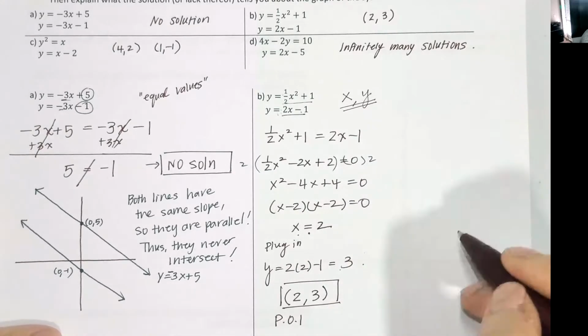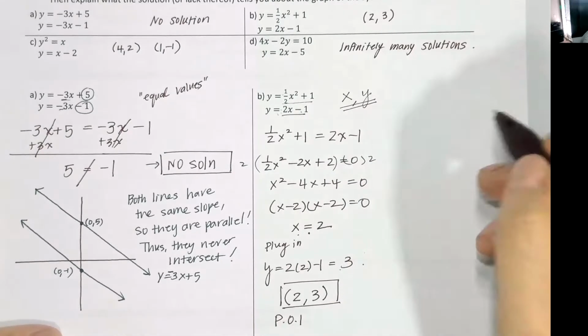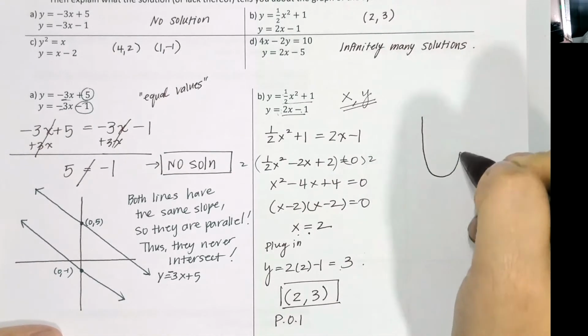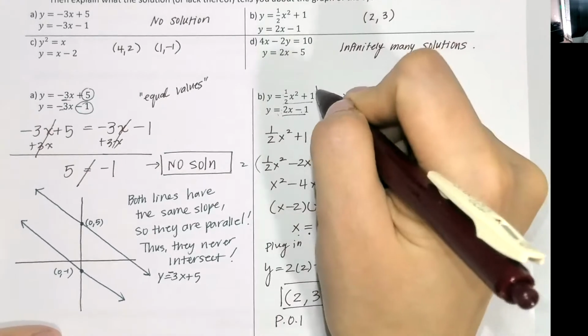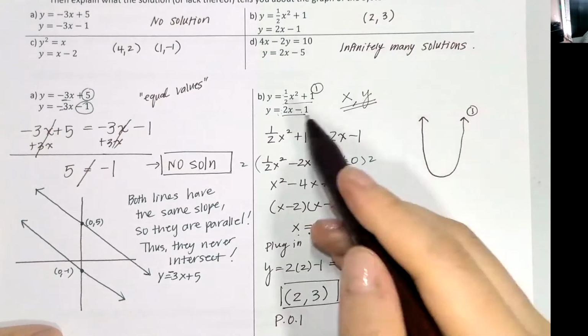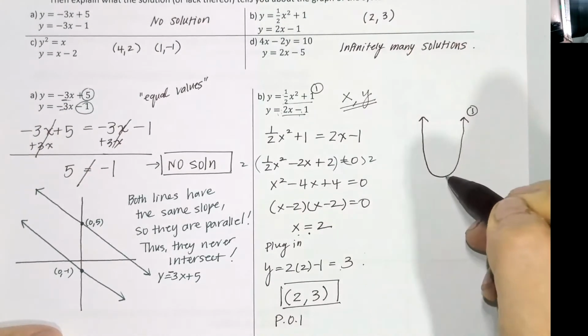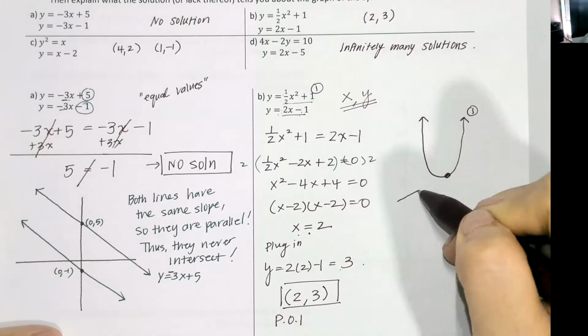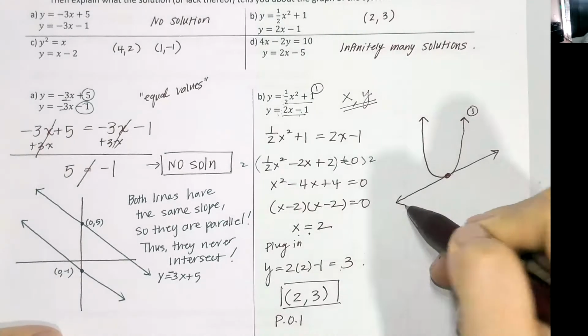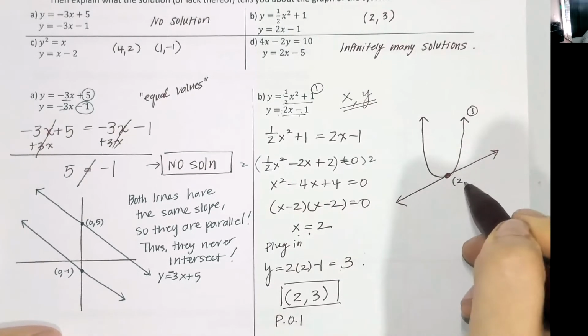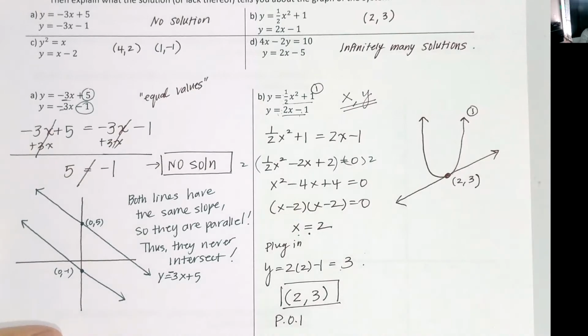Now, on the graph, what it's going to look like is a parabola, which is this for the first equation, and a line with positive slope. And what's going to happen is it's going to look like this. They're going to intersect at (2, 3).